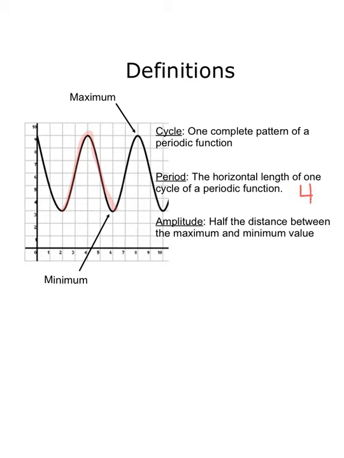The amplitude is half the distance between the maximum and the minimum. My maximum here is at 9, and the minimum is at 3. So to find the distance between them, you subtract them, and then you divide that by 2. So this is 6 divided by 2. This is equal to an amplitude of 3.